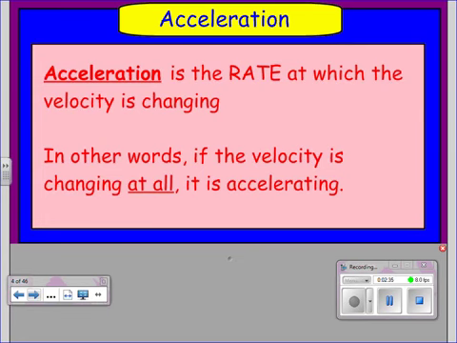For example, if I have an object that starts out going 3 meters per second, then goes to 4 meters per second, and finally goes to 5 meters per second, we can say that it is accelerating.